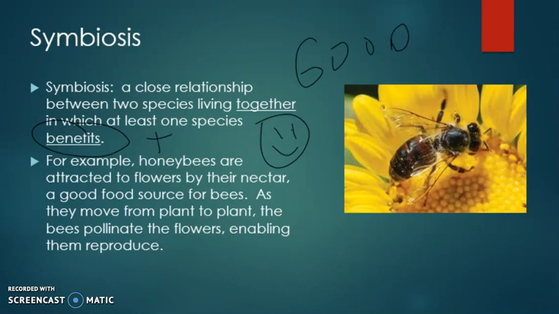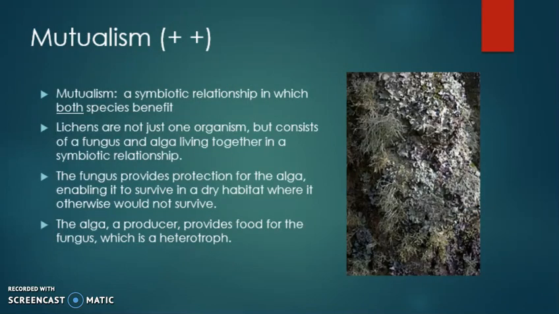So an example of a symbiotic relationship is the honeybee pollinating the flower. It gets nectar from the flower, so it's benefiting by getting food. And the flower is benefiting by being pollinated, so it can reproduce. So it's a win-win situation in this one. And we're going to find out what that win-win situation is called in just a sec. That is mutualism. We have our plus and plus.